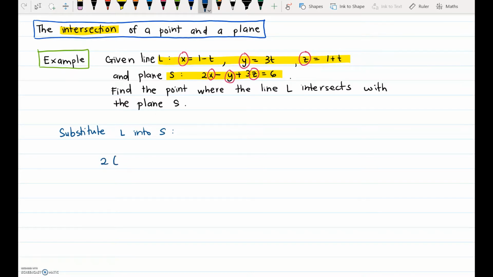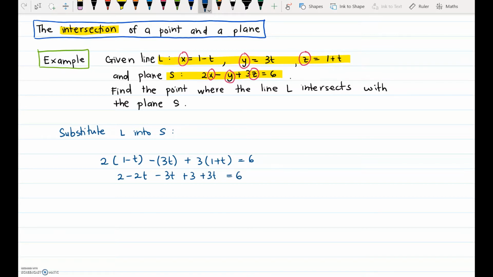When you substitute, your x is 1 minus t, that means you will get 2 times (1 minus t), minus your y which is 3t, plus 3z, and your z here is 1 plus t, equals 6. Now when you simplify, we will get 2 minus 2t minus 3t plus 3 plus 3t equals 6.